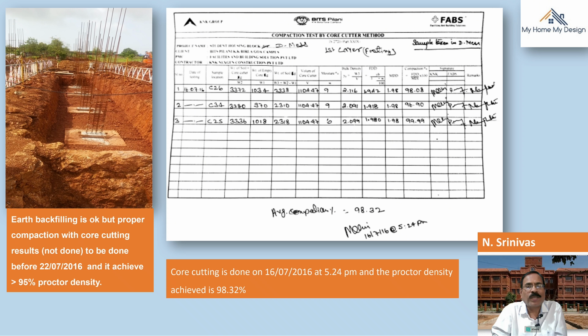See, core cutting was done on 16/7/2016 at 5:24 p.m., and the proctor density achieved was 98.32%. Here you can see clearly the samples W1, W2, W3 that have been taken. The volume is also recorded here: the bulk density, dry density, and MDD, maximum dry density. Ultimately the test results show that we have achieved 98.32%. So this is the method we have to adopt in all project sites.